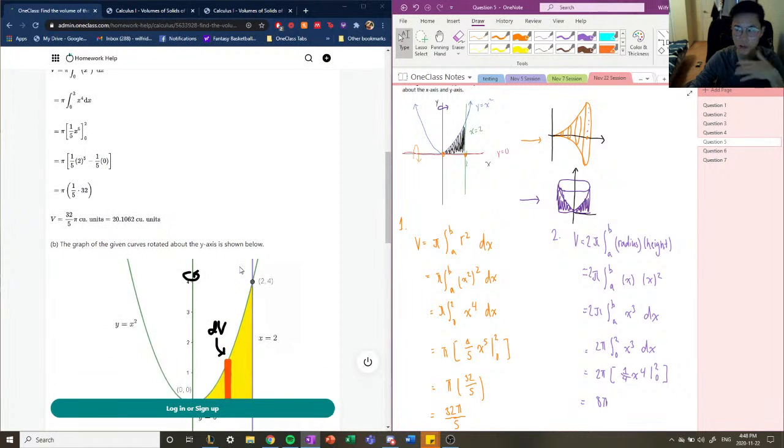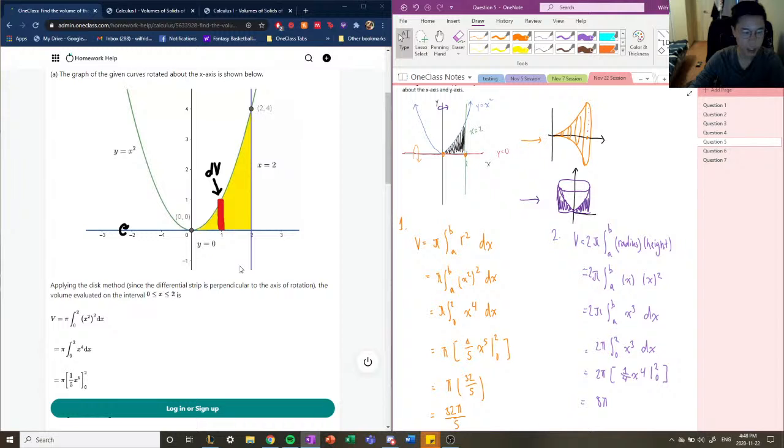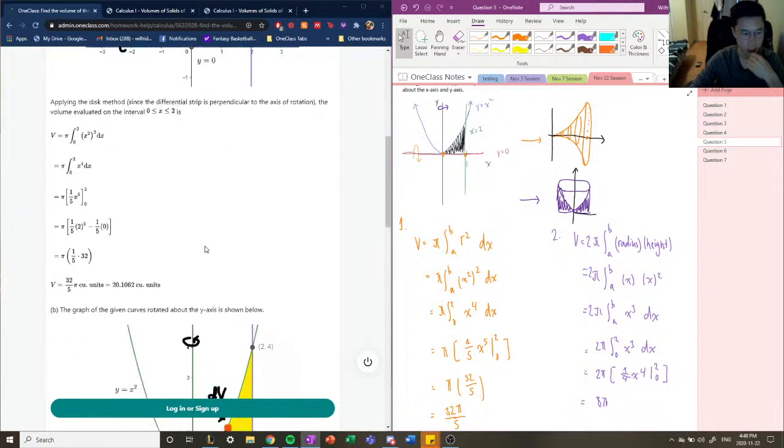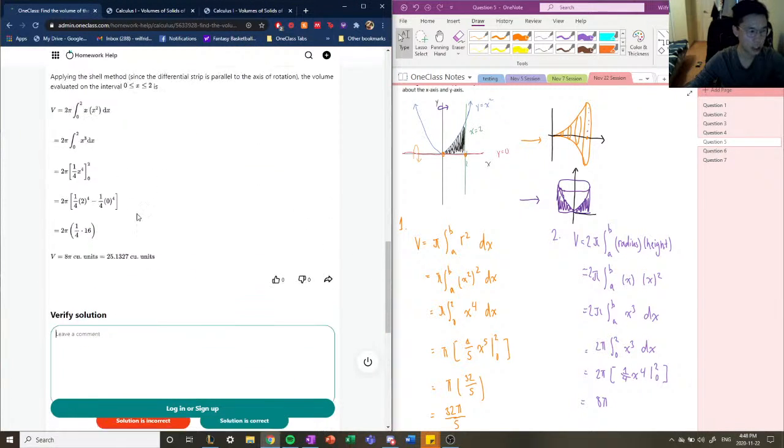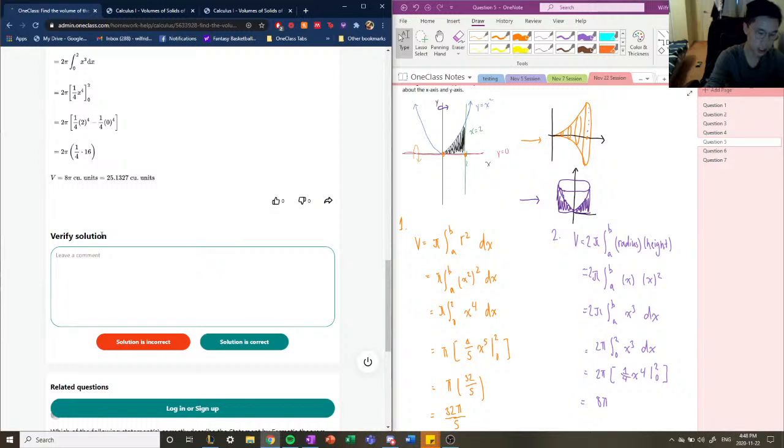This is more intuitive to think about, because if you rotate a rectangle around the x-axis, you're going to get a circle, right? But if you rotate a rectangle around the y-axis, you're going to get a cylinder like this, in three-dimensional terms. So that's another way to think about it. These two solutions are correct. They just converted to cubic units, but I did not do that. So this solution is correct. Good work and nice illustration.